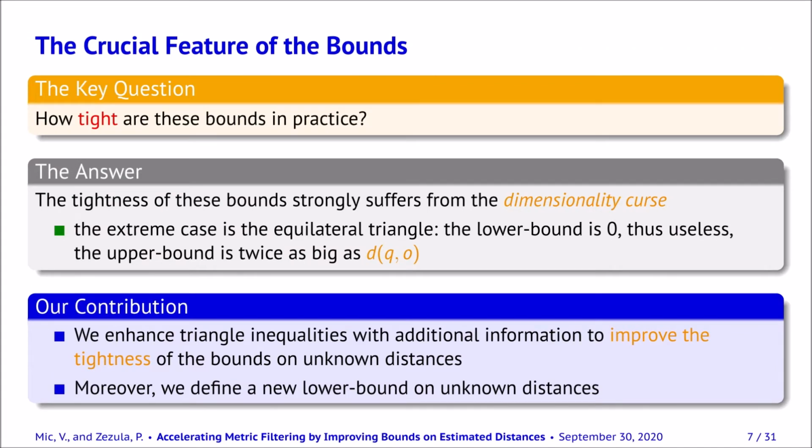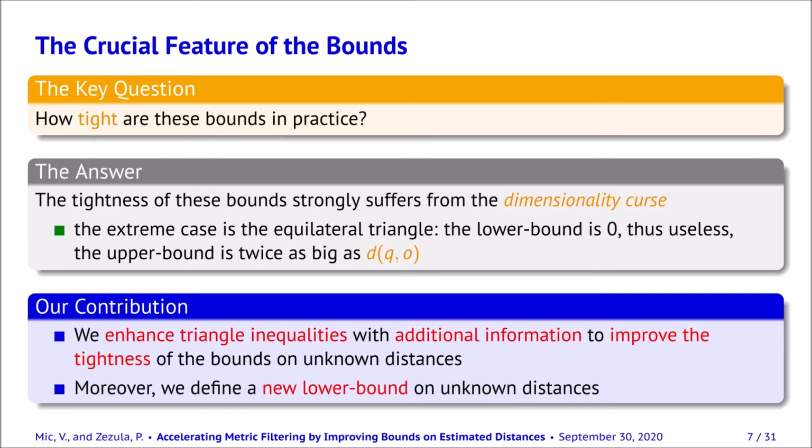However, when having bounds on distances, their tightness is crucial. The tightness of the bounds on distances given by triangle inequalities suffers from the dimensionality curse. The extreme cases are given by equilateral triangles. The lower bound on each distance is 0 and thus ineffective for the filtering. The upper bound is twice as big as the actual distance.